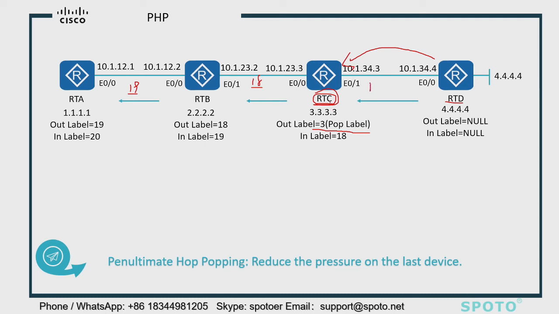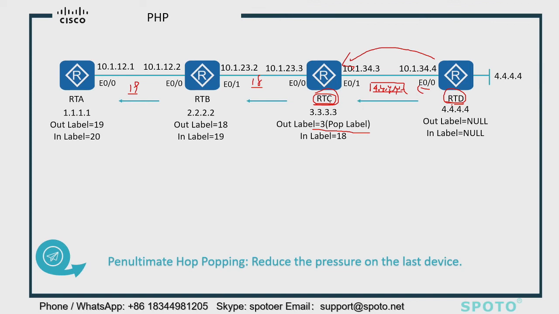So it means between RTC and RTD is the normal IP packet with the destination address 4.4.4.4, and then when RTD receives this packet, it's just a normal IP packet. It means RTD will forward it according to the IP table. Okay, so this function, called PHP, is used to reduce the pressure of the last router.